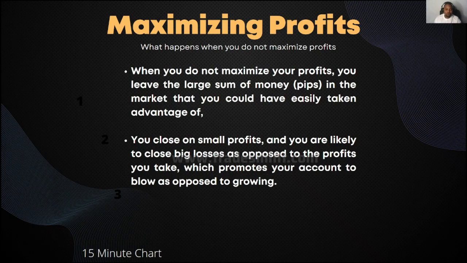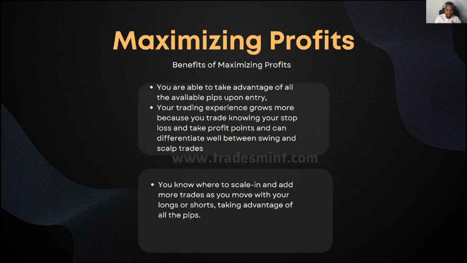You also happen to close on small profits, and you are likely to close big losses as opposed to the profits you take, which promotes your account to blow as opposed to it growing. So that is what happens when you don't maximize your profits. You are always gonna be closing the small profits, and also it's highly possible that you're gonna be closing big losses because you do not know the difference between the probabilities and the possibilities from the market. So these are the benefits that come with maximizing the profits.